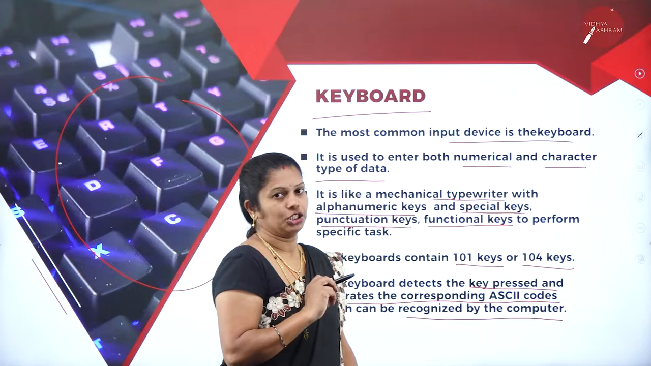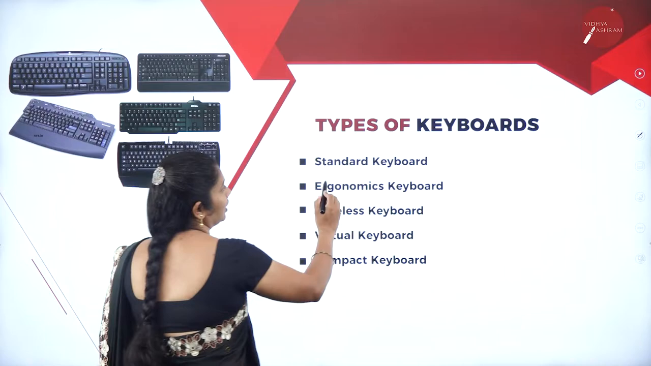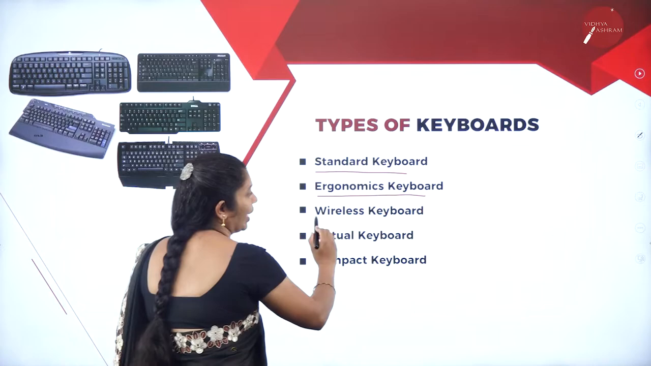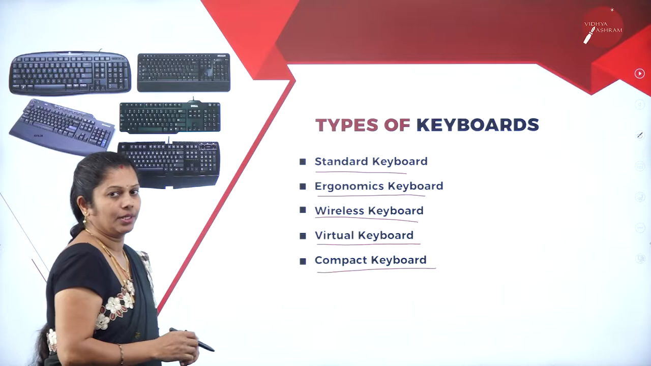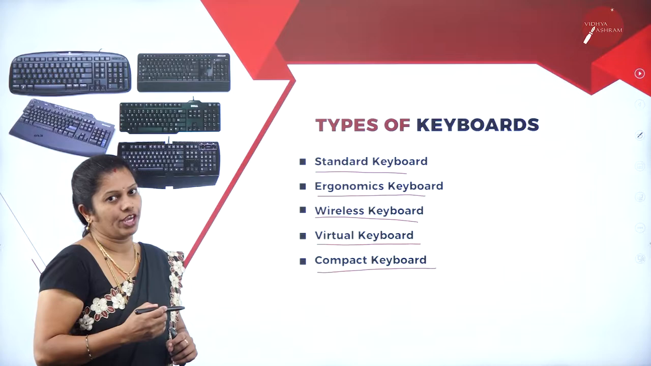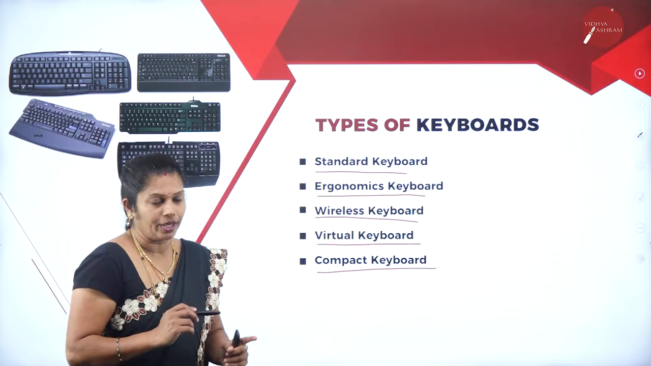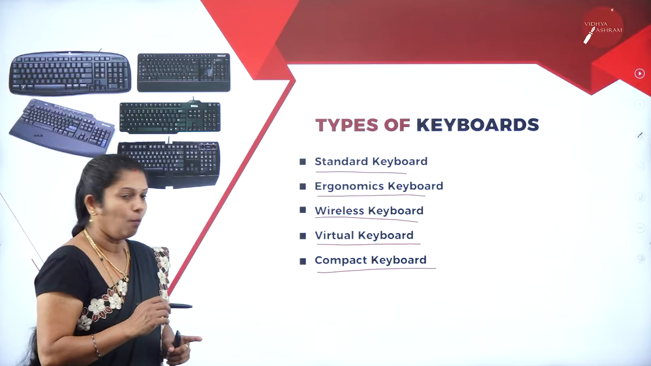When we come to types of keyboard, under that we have standard keyboard, ergonomic keyboard, wireless keyboard, virtual keyboard, as well as compact keyboard. In the exam, you may get the question, list the different types of keyboard. Under that, the first one is standard keyboard, ergonomic keyboard, wireless keyboard, virtual keyboard, as well as compact keyboard. Whereas the standard keyboard, already you know how exactly it looks.